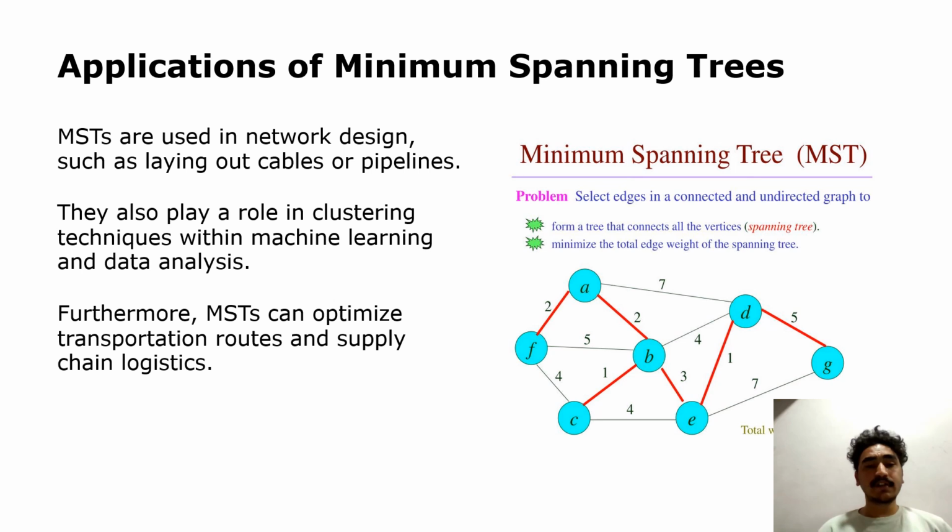We move to applications of minimum spanning trees. Minimum spanning trees are used in network design, such as laying out cables or pipelines. They also play a role in clustering techniques within machine learning and data analysis. Furthermore, minimum spanning trees can optimize transportation routes and supply chain logistics.